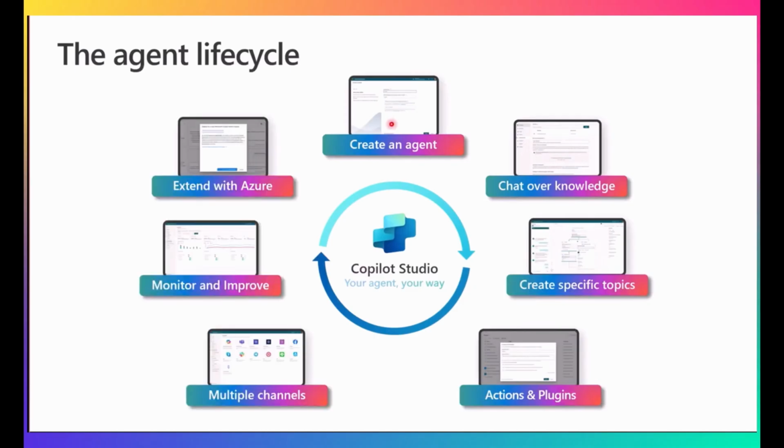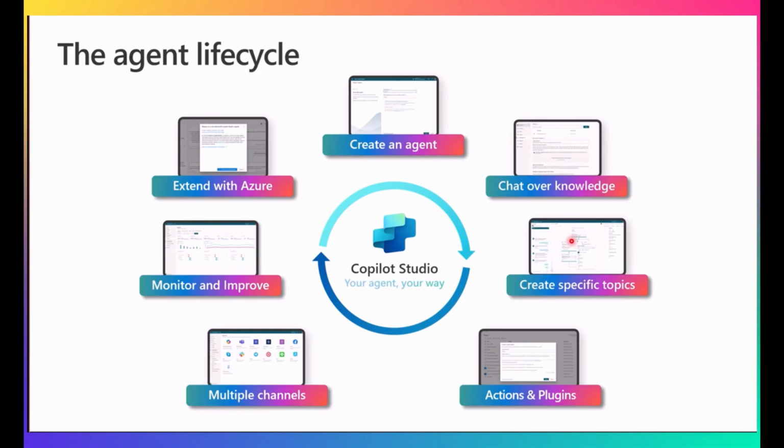Let's start with the very first step, create an agent. In Copilot Studio, you begin by designing the framework of your agent. This includes specifying the agent's purpose, the tone of the agent, and core functionality. Think of it as defining the personality and role of your agent. Next, we move on to chat over knowledge. Here you enhance the agent's intelligence by integrating domain-specific knowledge. By connecting knowledge bases such as documentation or FAQs or adding public websites, you enable the agent to provide meaningful and context-aware responses.